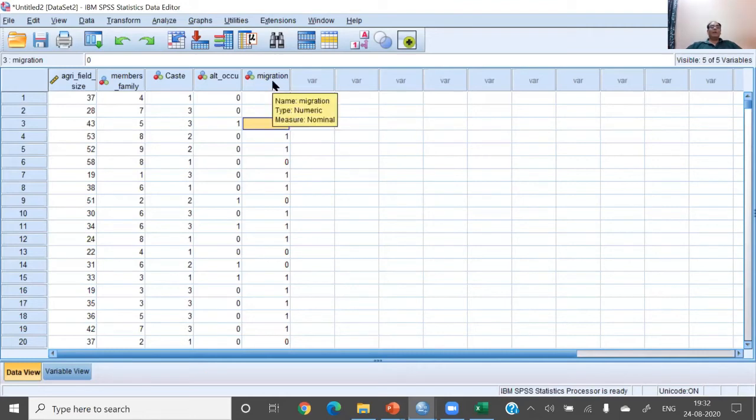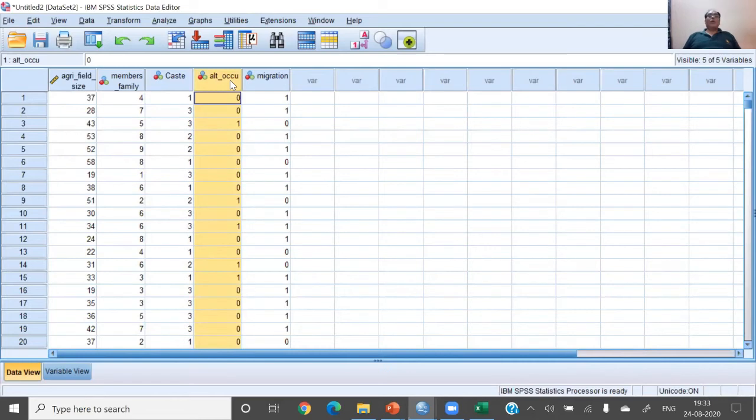Actually, there are many variables in the original data set, but for the demonstration, I am taking 4 variables here. One is the size of the agriculture field they have, how many members are there in the family, and the caste of the person, coded from 1 to 3: SC, ST, and general. And alternative occupation means whether the family has some alternative occupation: 1 if yes, 0 if not.